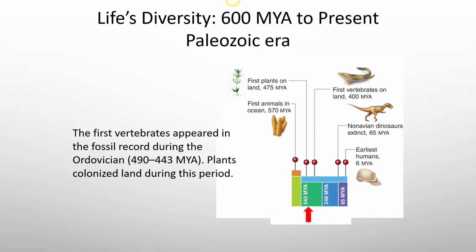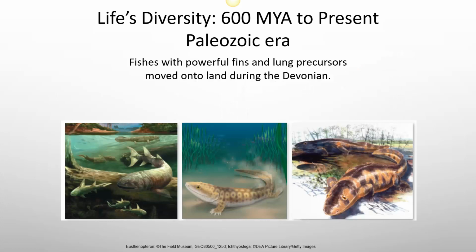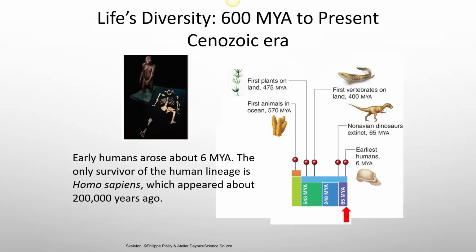So the first vertebrates appeared in the fossil record about 490 to 443 million years ago. Plants had already colonized the land during this period. Fish with powerful fins and lung precursors moved onto land. And then early humans arose about 6 million years ago. The only survivor of the human lineage is Homo sapiens, which appeared about 200,000 years ago. Recently, they found a new species of human.